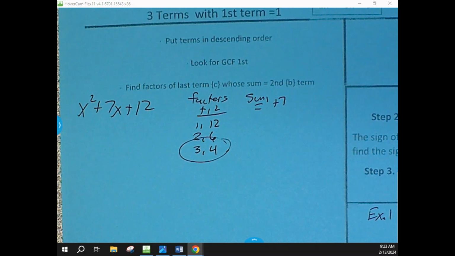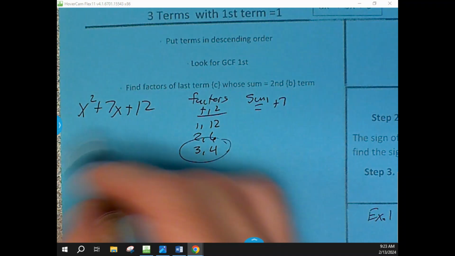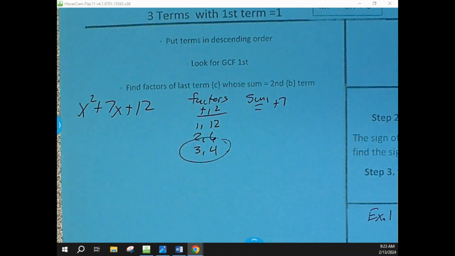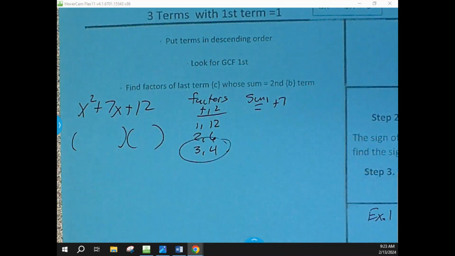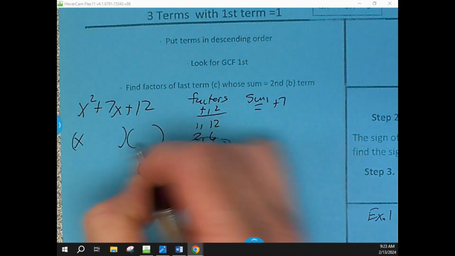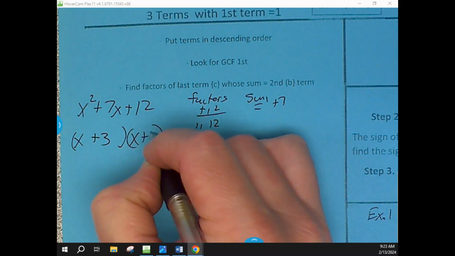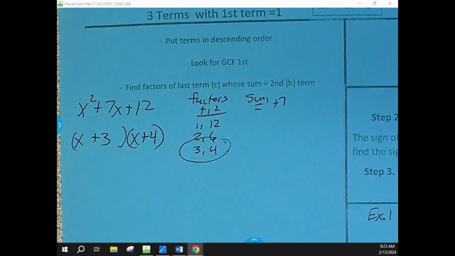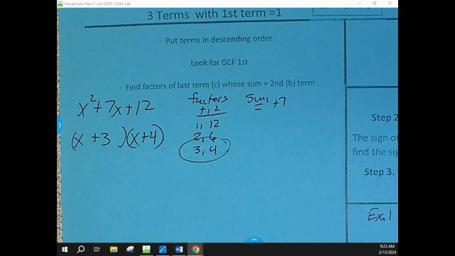Okay. Now, here's the great thing if that first term is 1. Basically, instead of splitting this up and doing factor by grouping, which is what you're technically supposed to do, if the first term is 1, we know we're looking for 2 sets of parentheses. It's just going to be x and x, and then whatever these two numbers are, that's your answer. You don't have to do the factor by grouping. You can just say, okay, once I've got my factors, that's it. I'll just put these two numbers in here in my parentheses, and then I'm done.